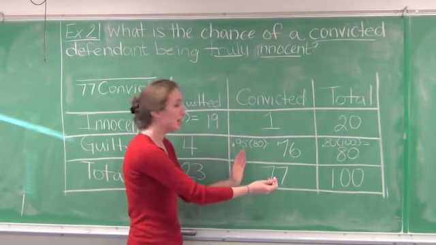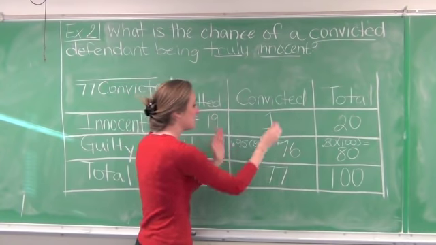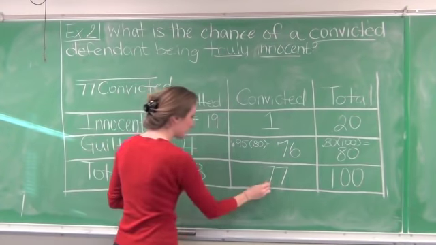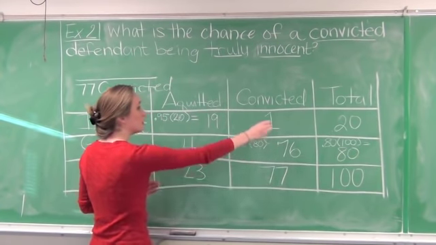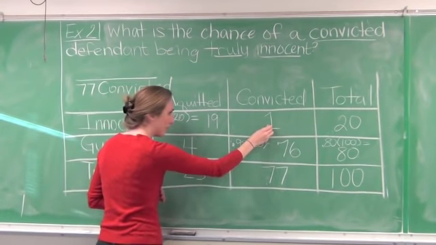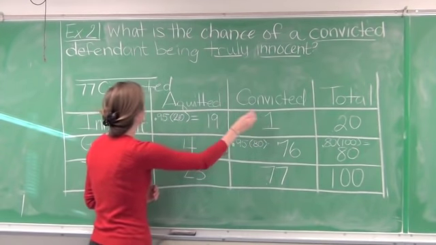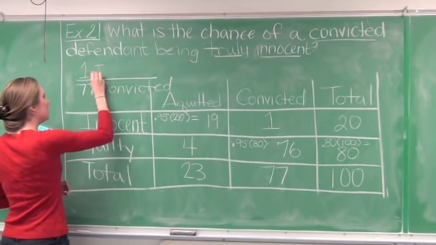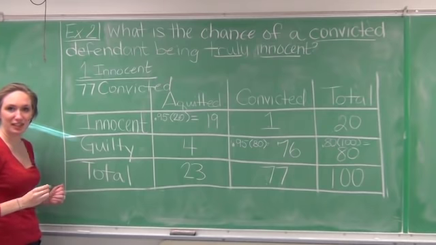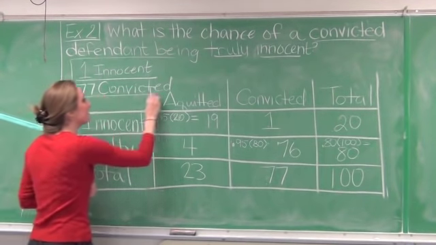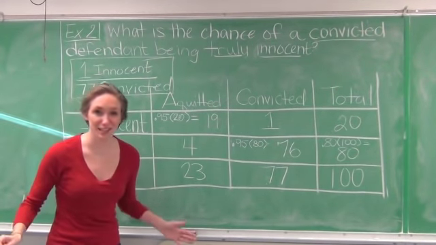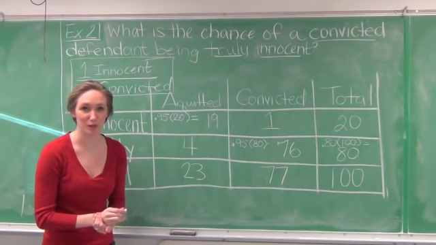So under the conditional probability that a defendant was convicted, out of these 77, how many were truly innocent? So out of these 77, I go up to look in the innocence row. Out of these 77, one of them that was convicted was innocent. So there was one innocent individual out of the 77 convicted. So there's basically a 1 in 77 chance of a person who has been sent to jail really being innocent, they didn't do it, they're being falsely accused and falsely charged with a crime.